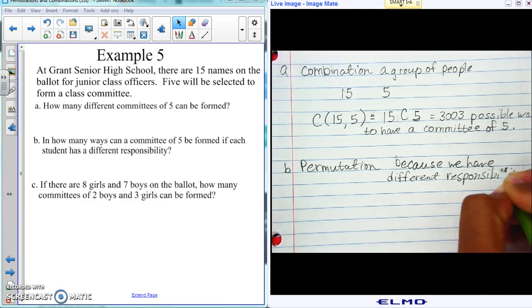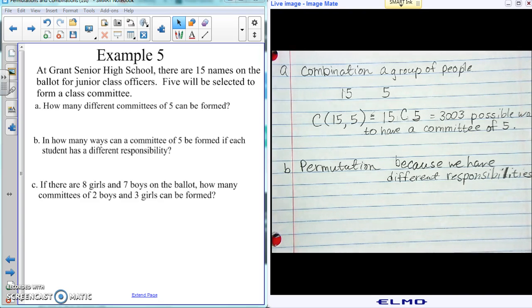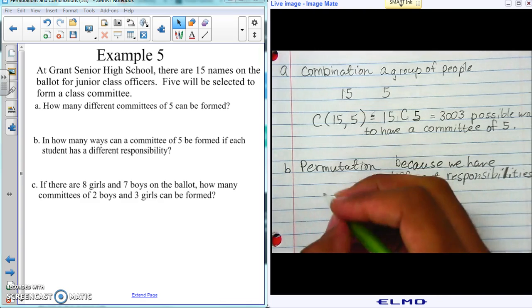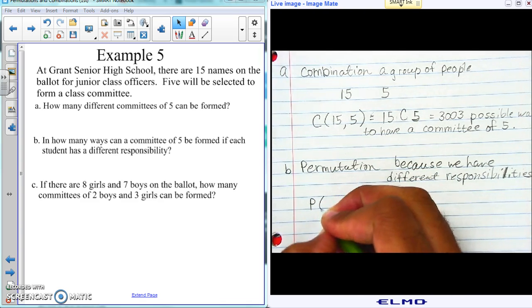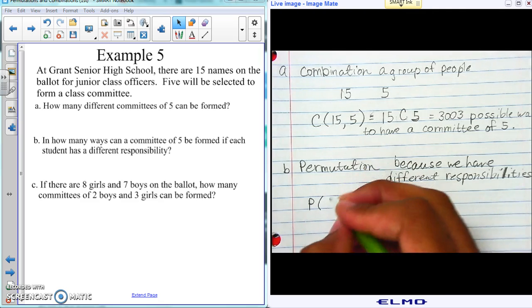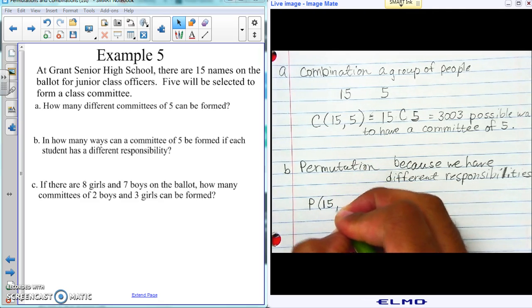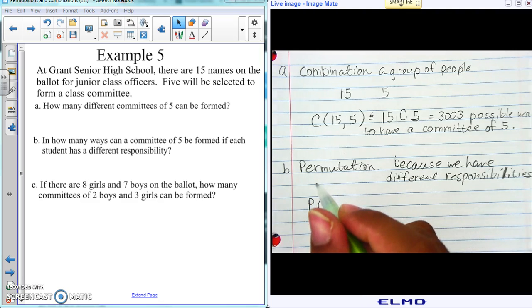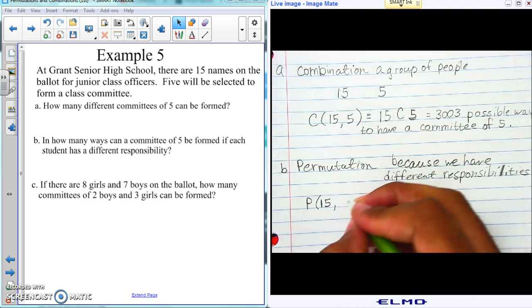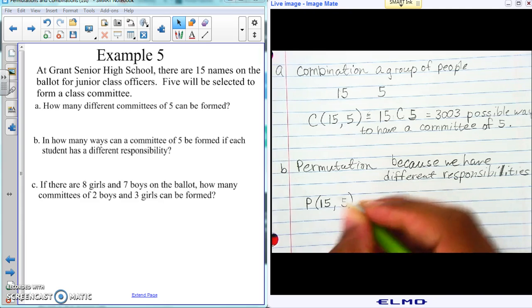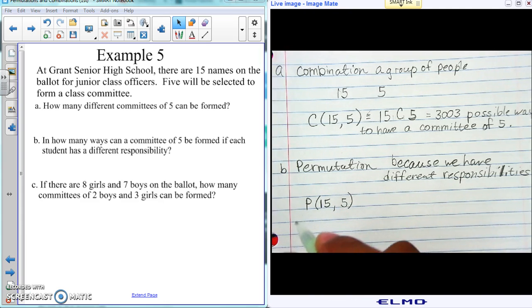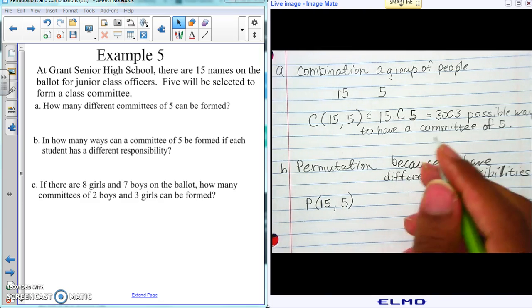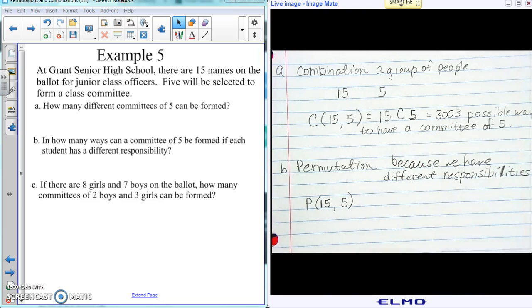So if it was just, again, like a group like we did for A, then we just put combination and be done with it. But because we have different responsibilities going on here, we have to do permutation. So again, we have P. And in all, again, there's 15 people, and we're trying to make one with 5 people in it. Because it says a committee of 5, but everybody has a different responsibility, it changes to permutation because order matters.